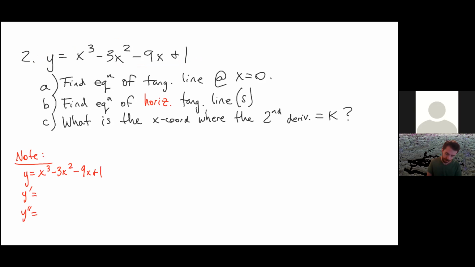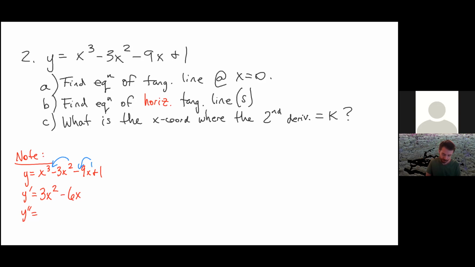Y prime, remember to take the derivative of x cubed, I bring the 3 down and then decrease the exponent by 1. Okay, same story for this term. I bring the 2 down, multiplies the coefficient 3. So that's minus 6, x to the 1. X to the 1 is just x, so I'll just write minus 6x. And then similarly, 9x is like 9x to the 1. Bring the 1 down. Okay, 1 times 9 is still 9. And then I have x to the 0.